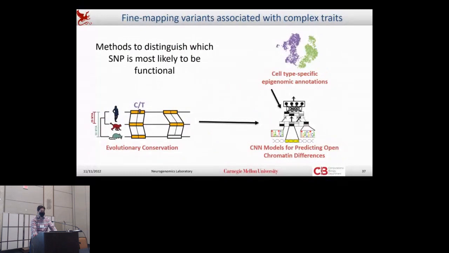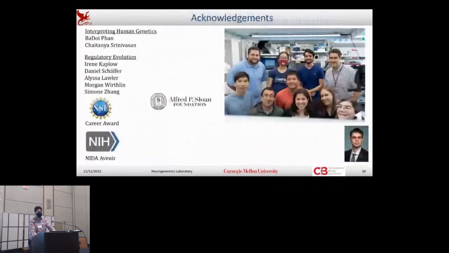All right, so just to summarize, we combined information from evolutionary conservation from the Zoonomia project and these cell type specific annotations through machine learning to build an improved tool for fine mapping SNPs in a way that actually takes the cell type specific open chromatin into context and not just the individual mutations.